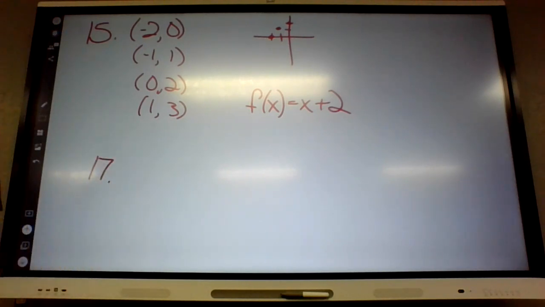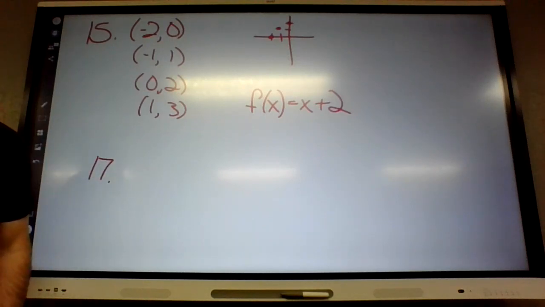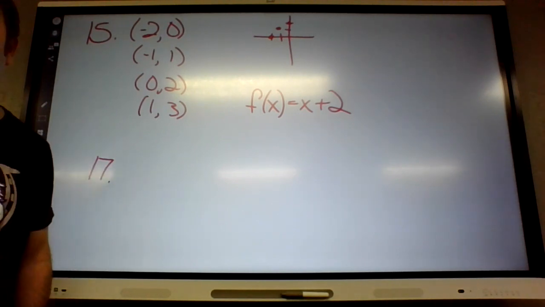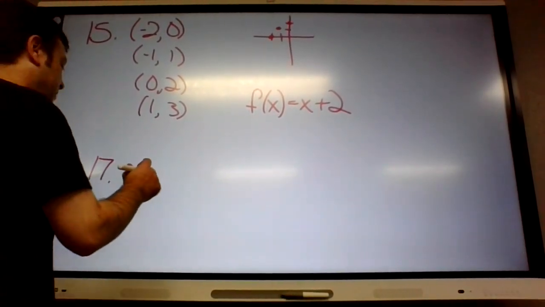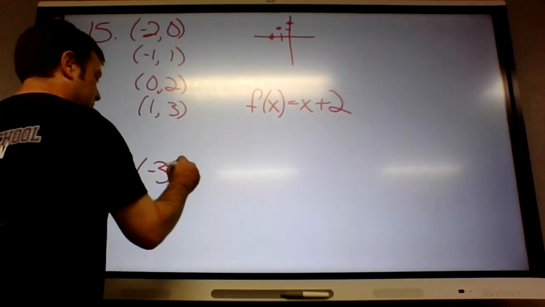Okay, 17. Well, that one's not a dot, so that's just a solid line. So how could we figure that one out? Look for where it meets the corners. Yeah. So what are some points on that line that are easily identifiable? Negative 3, negative 1. Do you guys see where the line goes through the graph at negative 3, negative 1? And then 3 and 1.